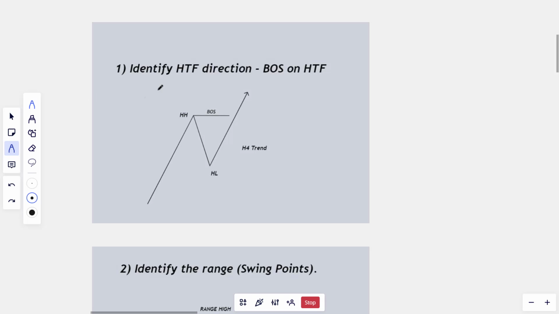So for number one, we have to identify our higher time frame direction. Right here we see that price came from this low and gave us this higher high, and then from this higher high we got this higher low, and then price comes and gives us a higher high. So that indicates that we are in a bullish market structure. So that's our number one. We have to identify our higher time frame direction.